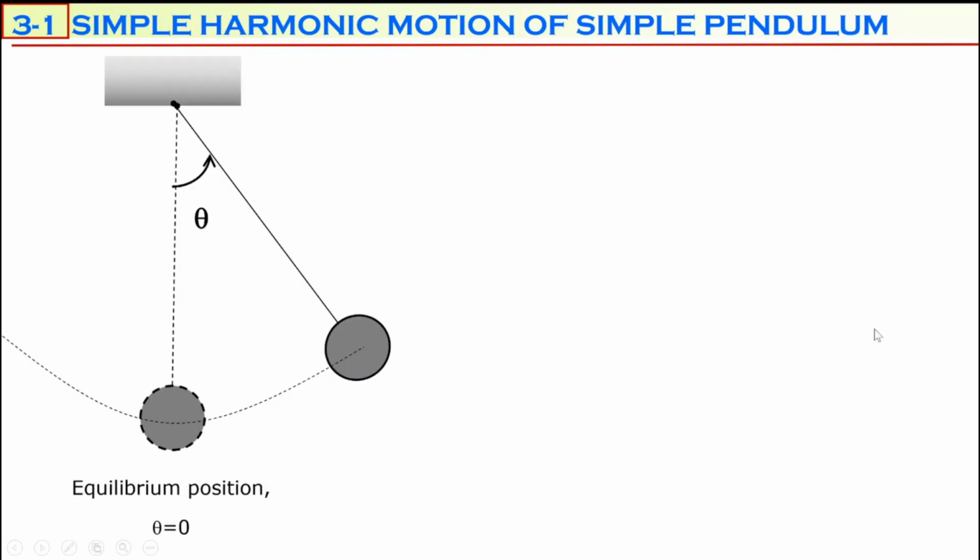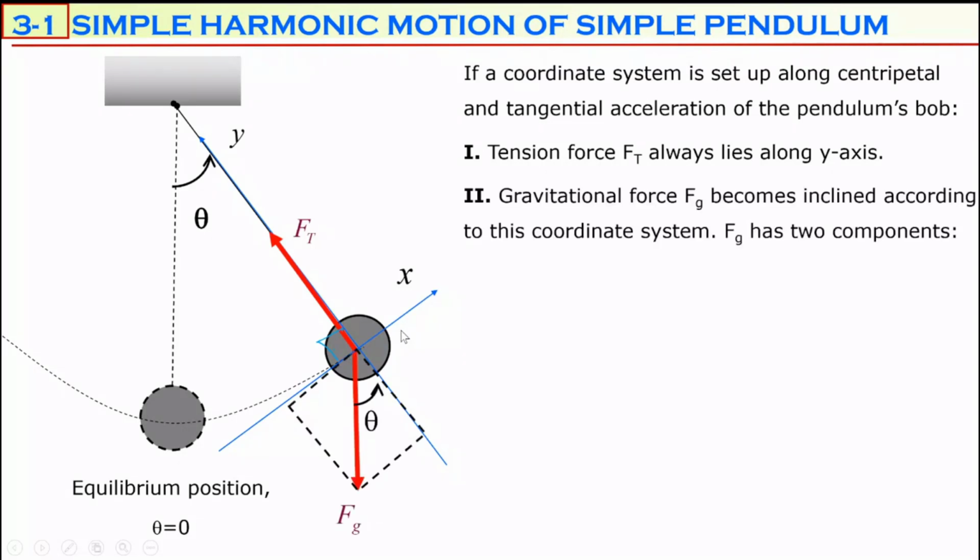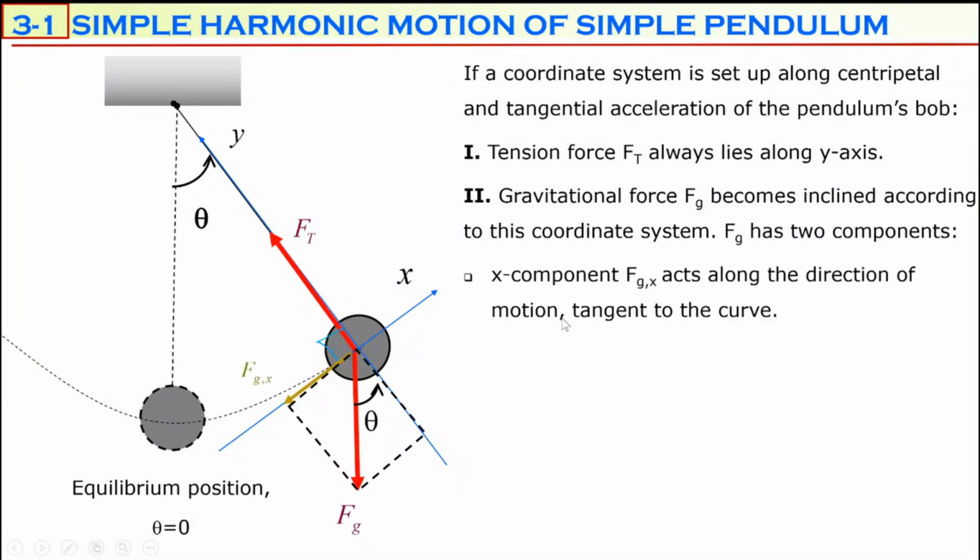So I'm going to locate this system in an XY coordinate system now. And I know that Ft is always acting along the string, and that's why it's always perpendicular to the direction of motion and can never be a restoring force. But Fg has two components. One component is Fgx along the x-axis, tangent to the curve, in parallel to the direction of the motion, in the opposite direction of the displacement.